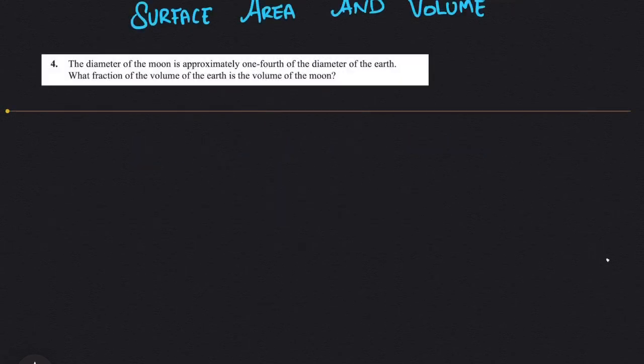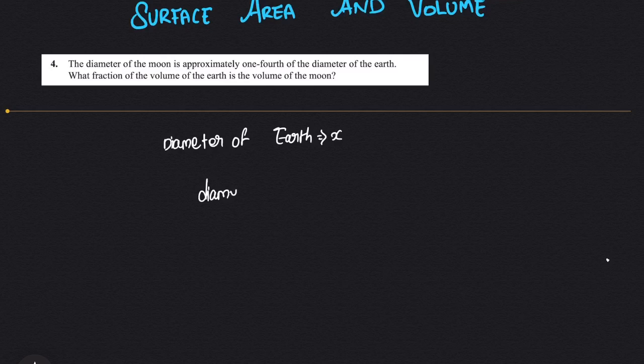Very simple. So the diameter of earth is equal to x, then the diameter of the moon is 1/4 of the diameter of earth. So it's very simple. One-fourth of the diameter of earth, so this value is equal to x divided by 4.